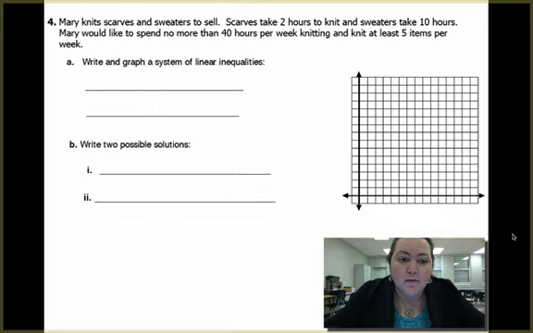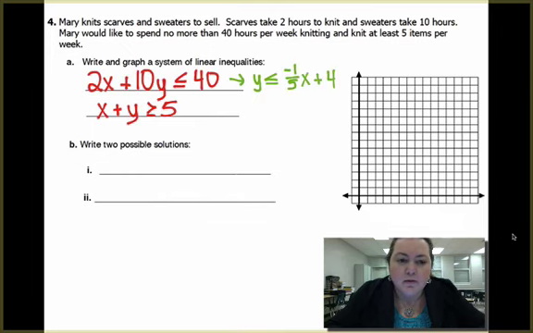Number 4, Mary knits scarves and sweaters to sell. Scarves take 2 hours to knit, and sweaters take 10 hours. Mary would like to spend no more than 40 hours per week knitting and knit at least 5 items per week. Okay, so 2 hours for scarves, we'll call it scarves X, plus 10 hours for sweaters, we'll call sweaters Y. Has to be less than or equal to 40.